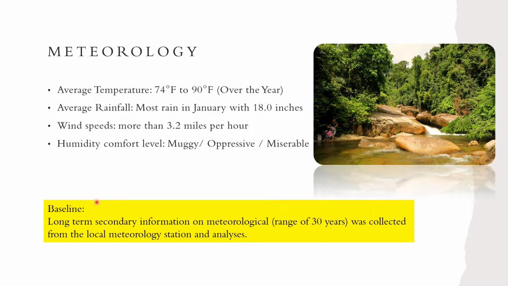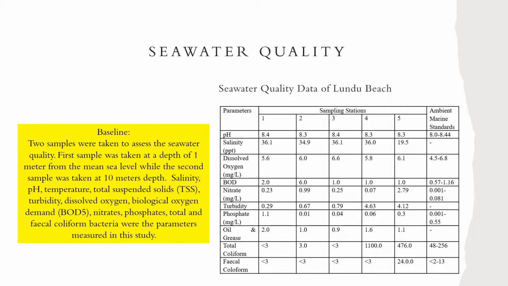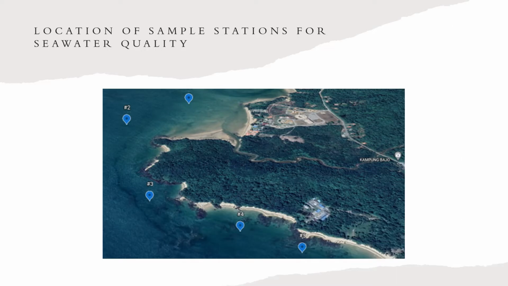And here is the baseline study for seawater quality. Two samples were taken to assess the seawater quality. The first sample was taken at a depth of 1 meter from the mean sea level, while the second sample was taken at 10 meter depth. So here are the parameters that we used to measure the seawater quality. There are 5 locations of sample stations for seawater quality as shown in the map.